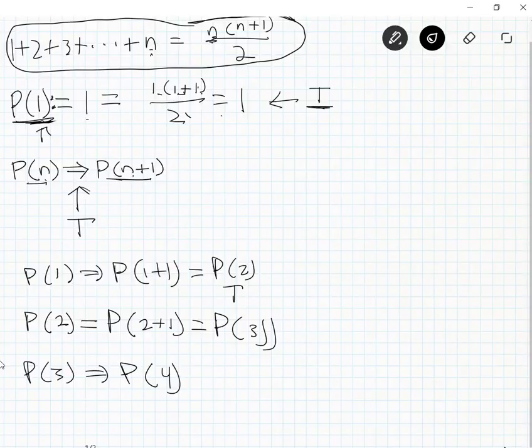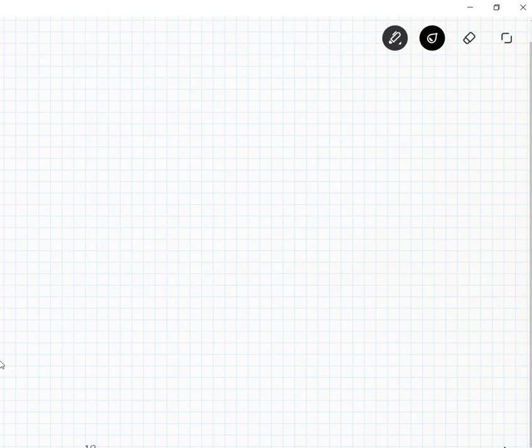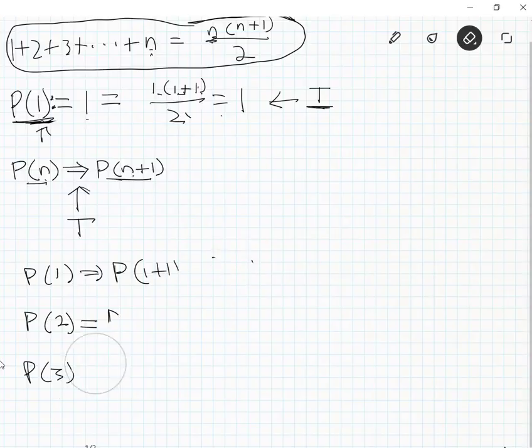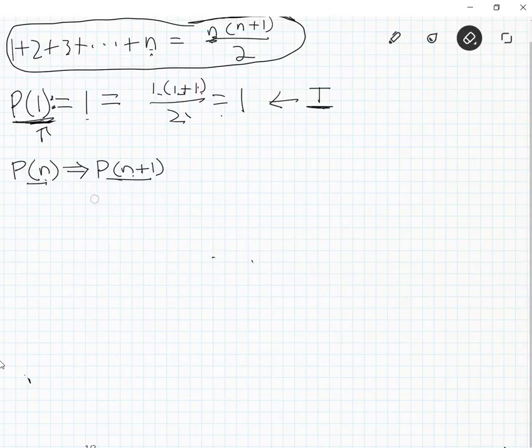And so you can go through all the numbers that way. Oops, let's see, undo. I just want to erase this. Okay, so let's go ahead and prove that this statement right here is true, that P of n implies P of n plus 1.